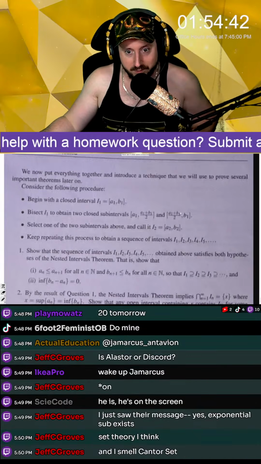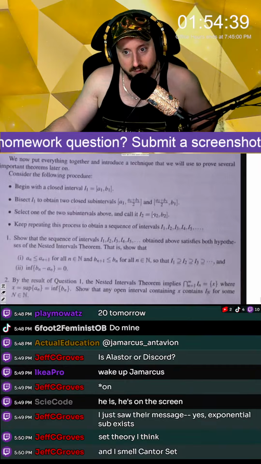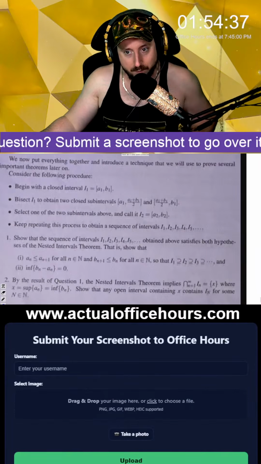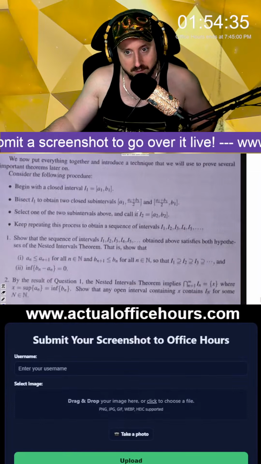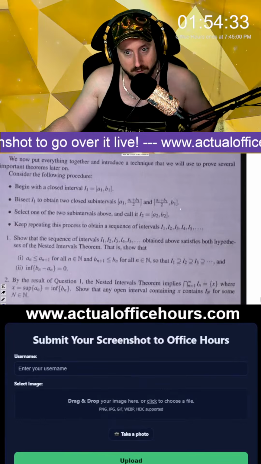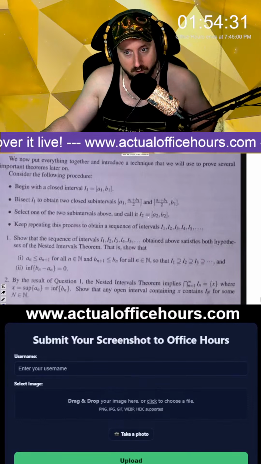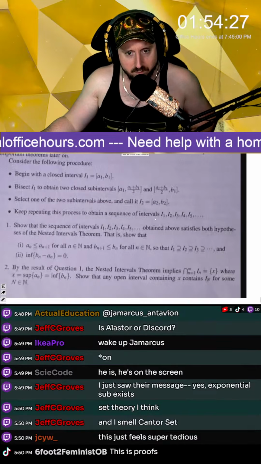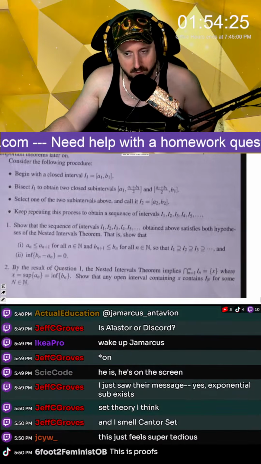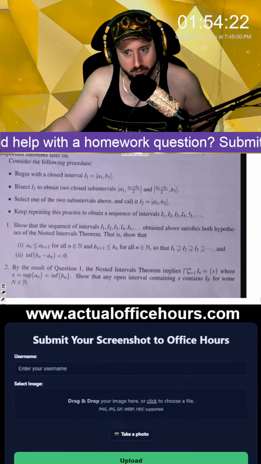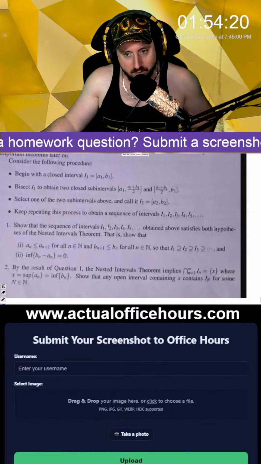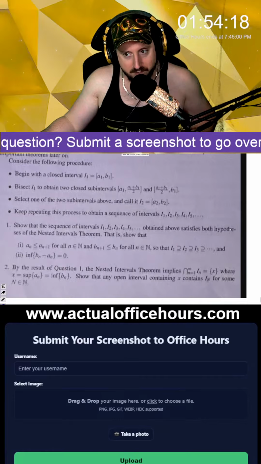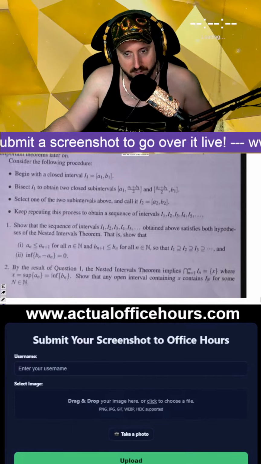I have no clue what a Cantor set is. Okay. So you can go from A1 to the midpoint, and then from the midpoint to B1. Select one of the two subintervals. Call it I2, which is A2, B2. Keep repeating this process to obtain a sequence of intervals I1, 2, 3, 4, 5. Show that the nested sequence of intervals obtained above satisfies both hypotheses of the nested interval theorem.